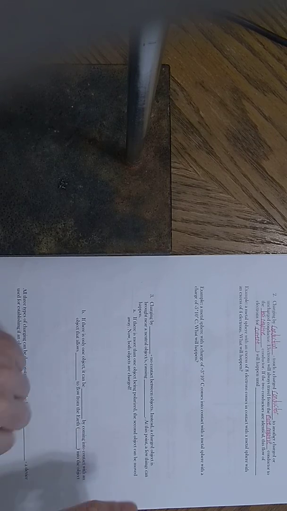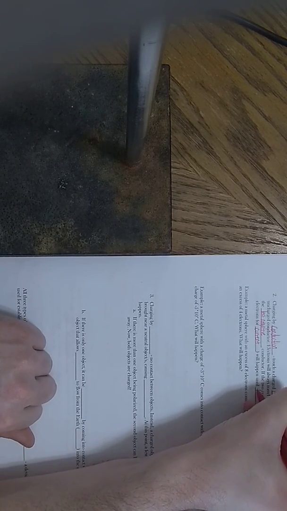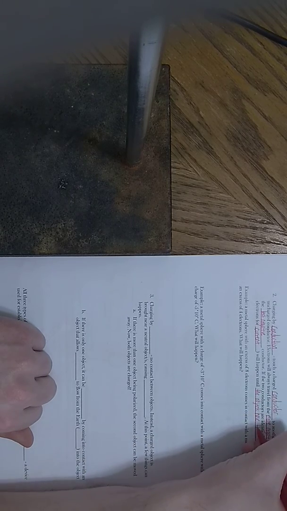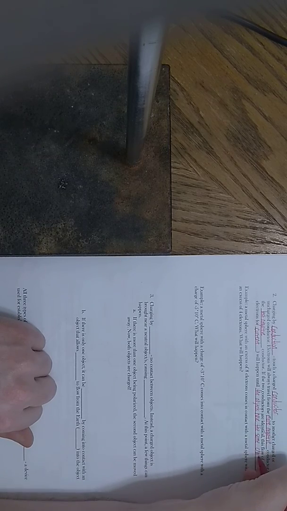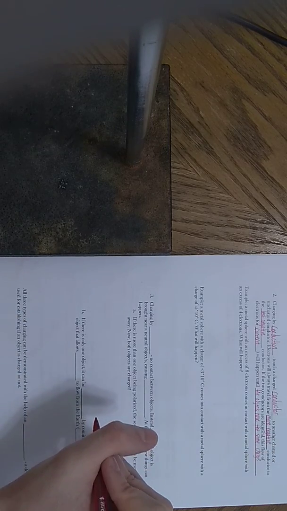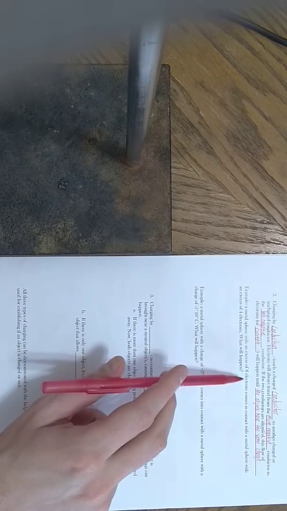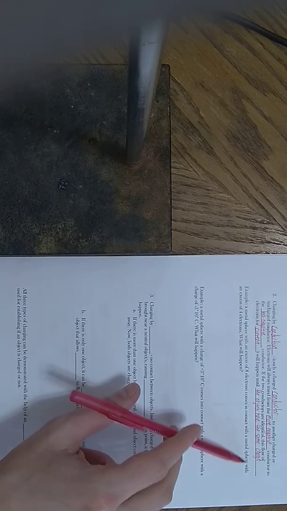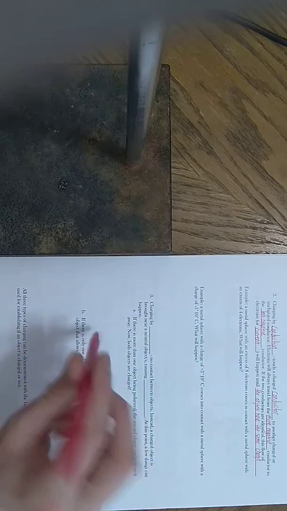A current, a flow of electrons, will happen until the objects have the same charge. So let me draw you some pictures of how this works. Example: a metal sphere with an excess of 8 electrons comes in contact with a metal sphere with an excess of 4 electrons. What will happen?